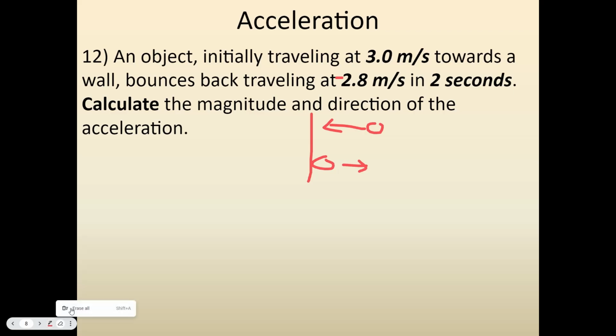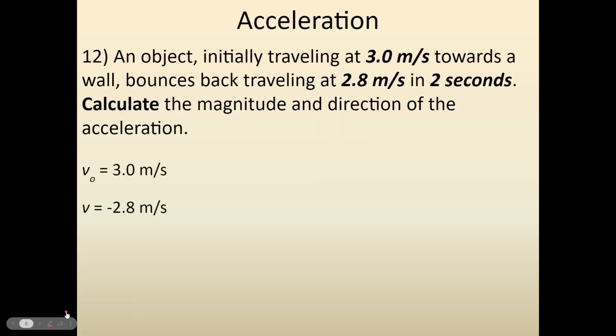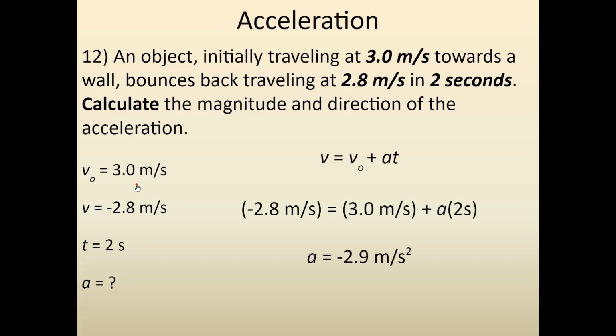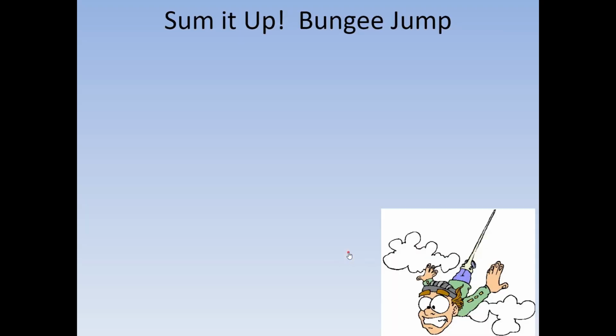So let me just clear this before I start pulling stuff. So that's what I did here. The initial velocity is going to be 3. The final velocity is going to be negative 2.8. When we plug these two numbers in, we end up getting the answer negative 2.9 meters per second squared, which tells me that the acceleration is 2.9 meters per second squared away from the wall, because this sign and this sign are together, which means that the velocity that points away is in the same direction as the acceleration that points away. Right? And that's basically it.